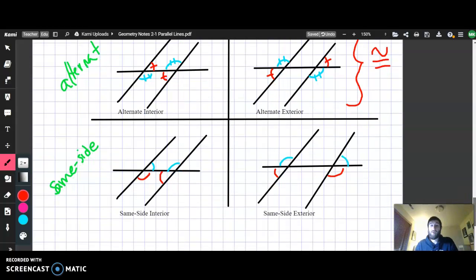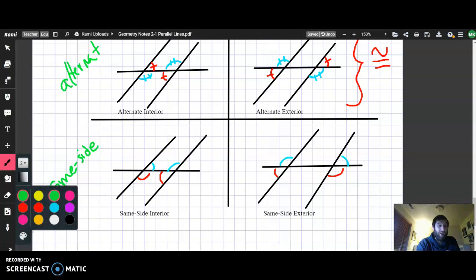Meanwhile, when you look down below, if you can't already tell with their angle relationship, they will always be supplementary. If you notice, the blue and the red angle makes a linear pair. The blue and the red are both adjacent and form a straight line, which is 180 degrees. So we're always going to be able to rely on the fact that same side angles, whether they're same side interior or same side exterior, will add up to 180 degrees. They're going to be supplementary.